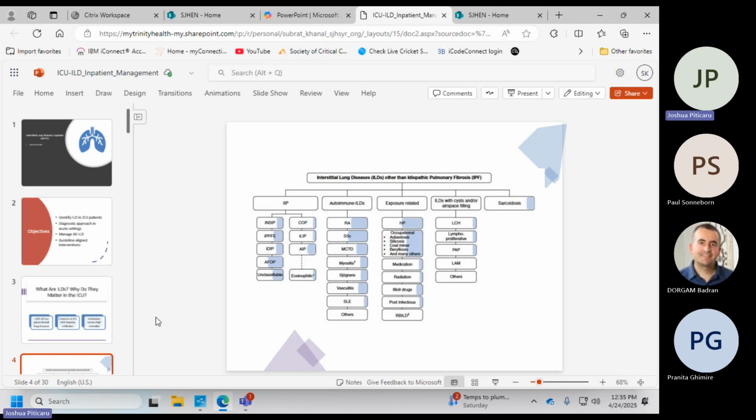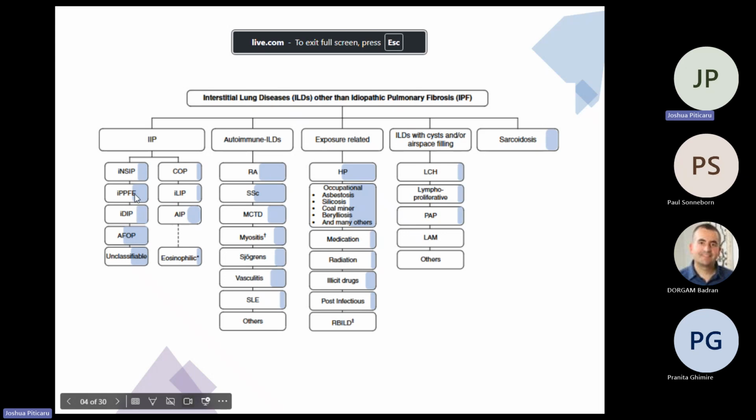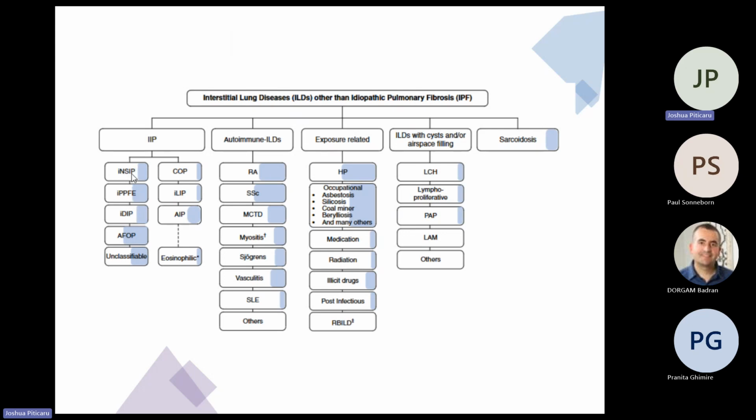Empiric steroids also help to tell us, is this a steroid-responsive entity? Because in the NSIP land, there are acute cellular ones, right? So NSIP is non-specific interstitial pneumonitis, where there's a lot of acute cellular infiltrate, a lot of neutrophils. Eosinophilic pneumonia falls under this. So slamming them with steroids in that acute phase really turns them around. So why be shy in that regard, right?